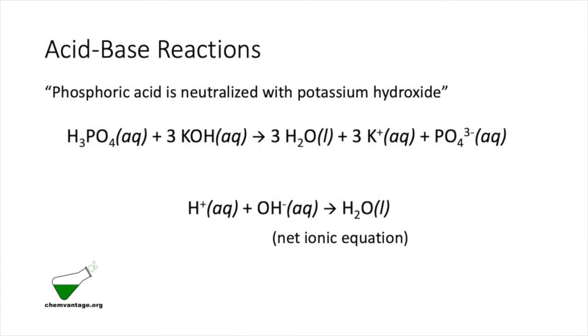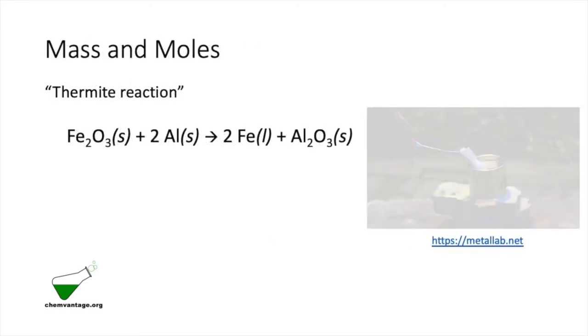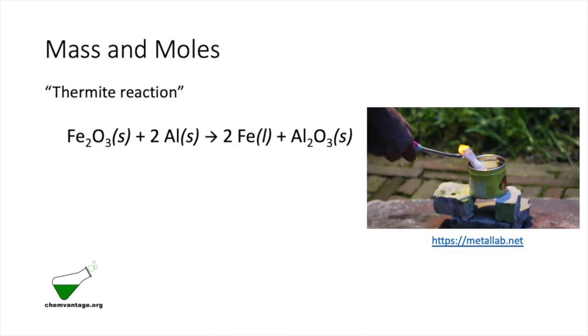Another type of solution phase reaction is between acids like phosphoric acid and bases like potassium hydroxide. Both compounds dissolve in water, but the hydrogen ions from the acid combine with the hydroxide ions from the base to form liquid water. This is the only bond formation process, so only these species are included in the net ionic equation.